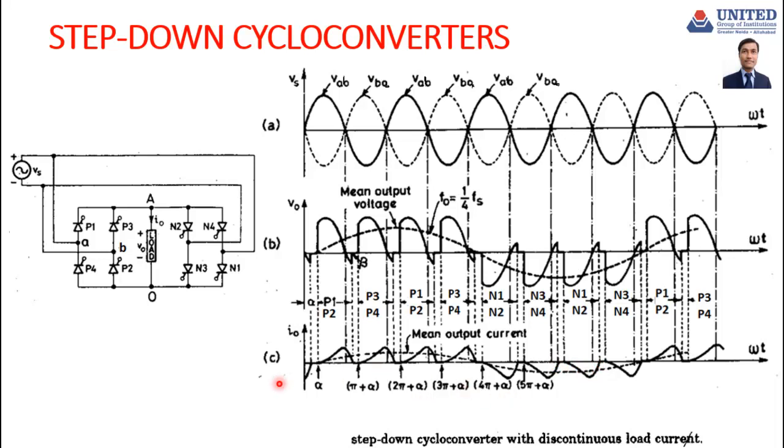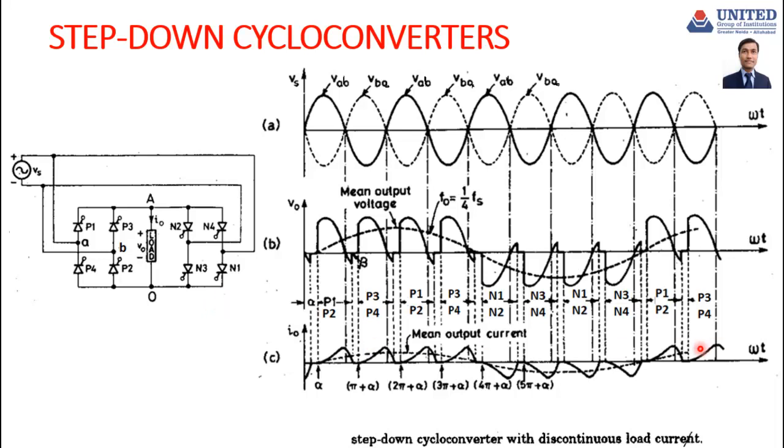Therefore, similar to the positive half cycle, the thyristors N1, N2 and N3, N4 are sequentially turned on, and each thyristor conducts for the duration beta minus alpha.